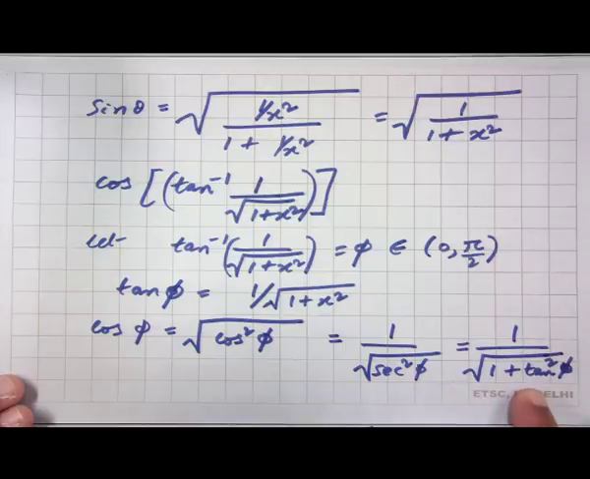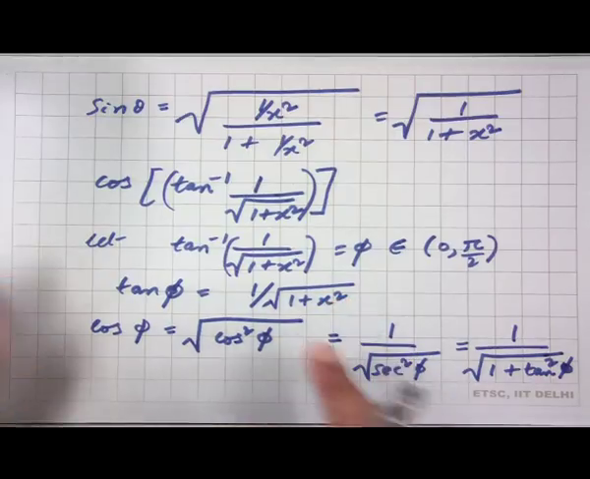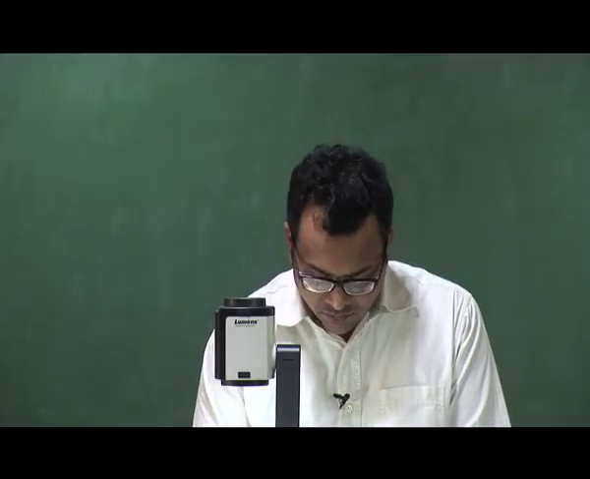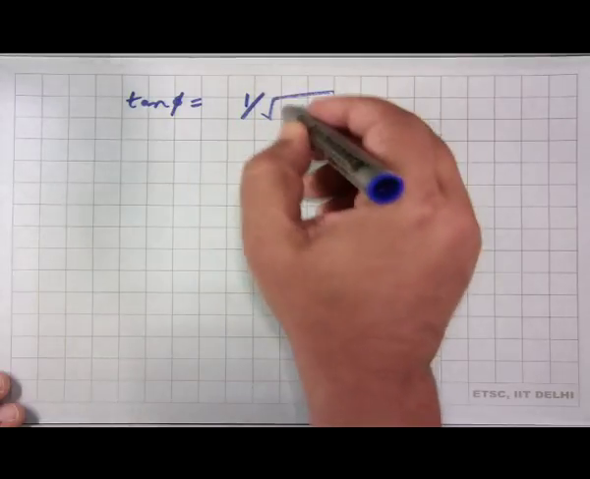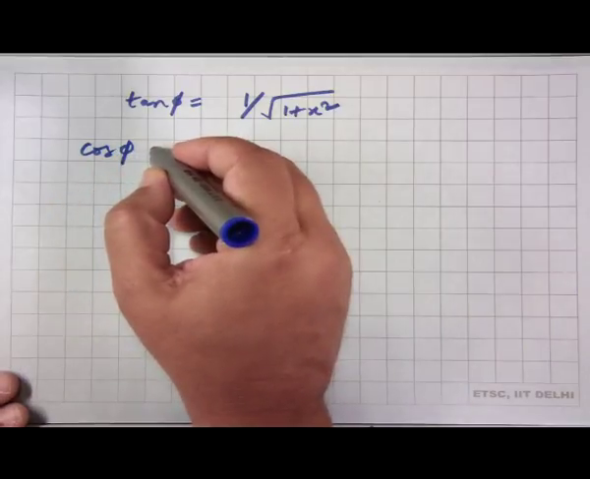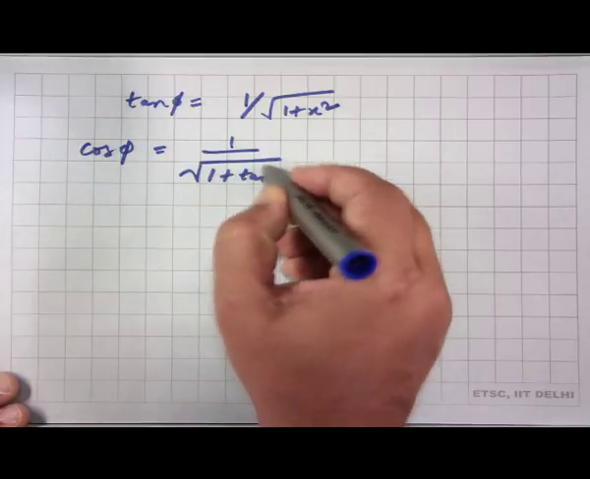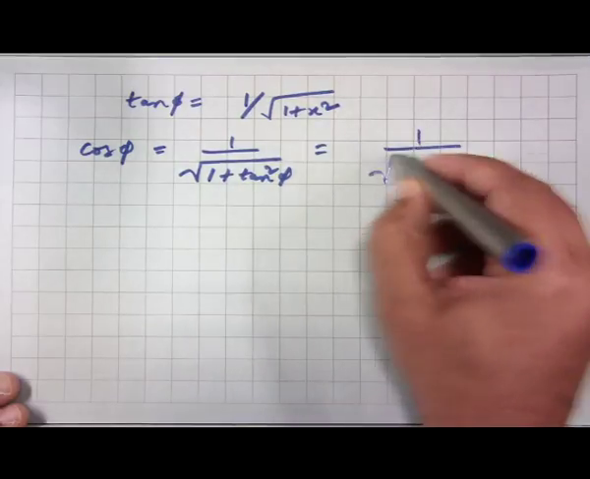And then of course, in this equation we substitute tan phi with 1 over square root of 1 plus x square, and when we do the substitution, we finally get cos phi equal to 1 over square root. So, this is the positive square root of 1 plus tan square phi, which is 1 over square root of 1 plus.